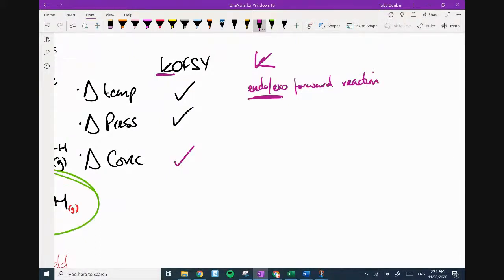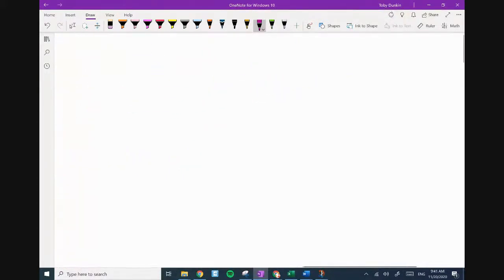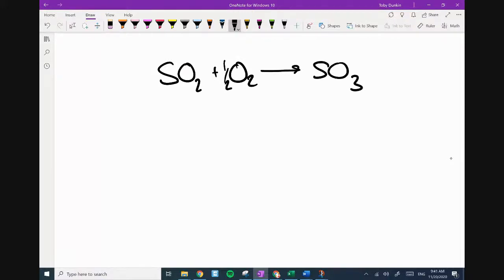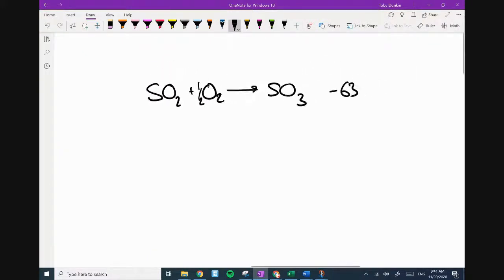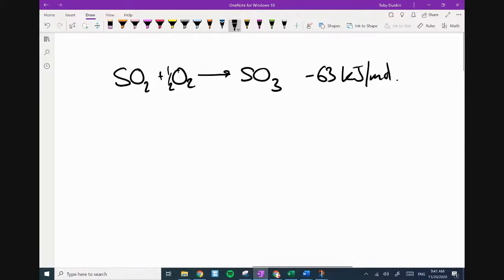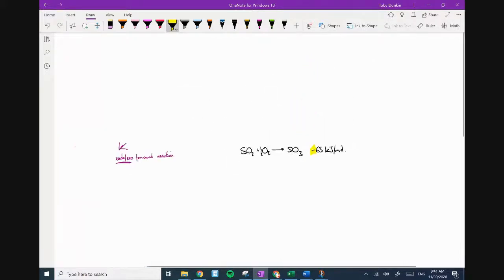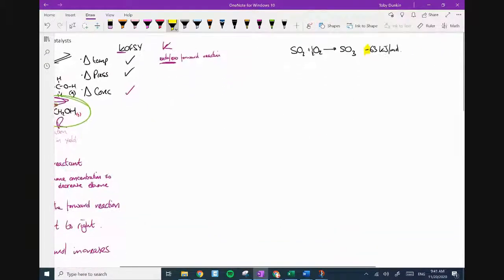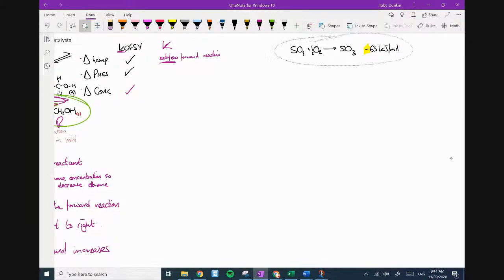You have to choose it based on the equation. An example. There we go. So I give you that, and as soon as you see that, and they say temperature, you see this symbol here and go, it's exothermic in the forward direction. Yeah, that's the example. I'll move that next door.